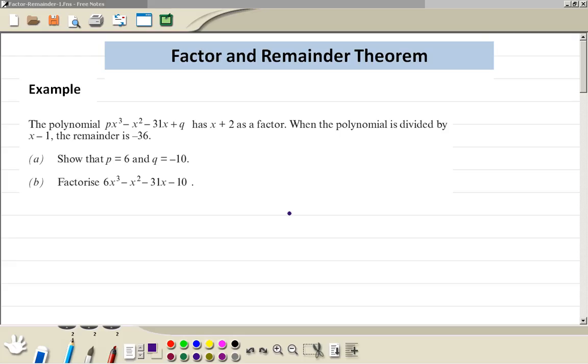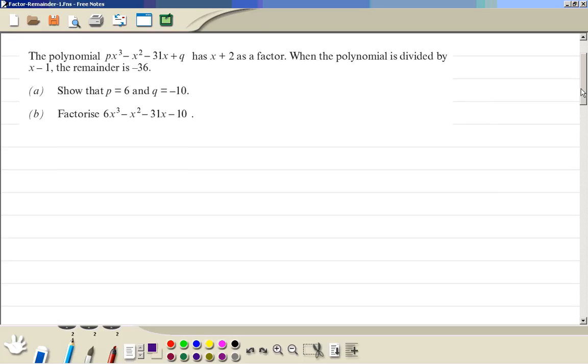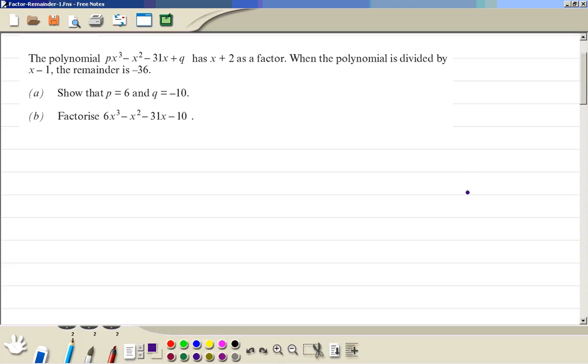Factor and the remainder theorem. Try this question yourself. When you've done it, then check the solutions. Now the factor theorem is just a special case of the remainder theorem. When you divide the polynomial by an expression, if the remainder is 0, then it's a factor.